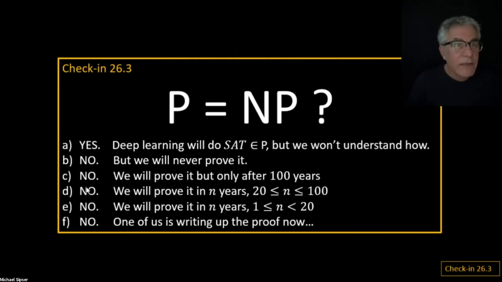D here. We will prove it somewhere between 20 and 100 years from now. Seems to be the majority opinion. I don't know. I hope it'll be sooner than that, because I'd like to see the answer, but we don't know. Yeah, if you can prove P different from NP, I'll give you an A+. You won't have to take the final, but you better be sure you're right.